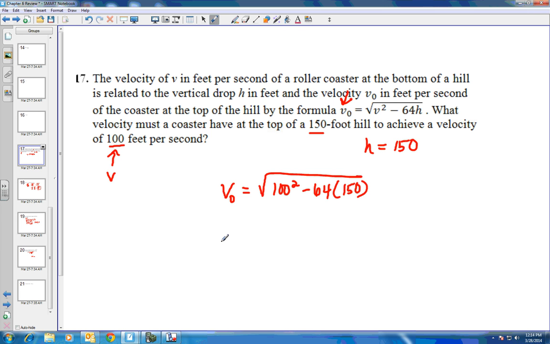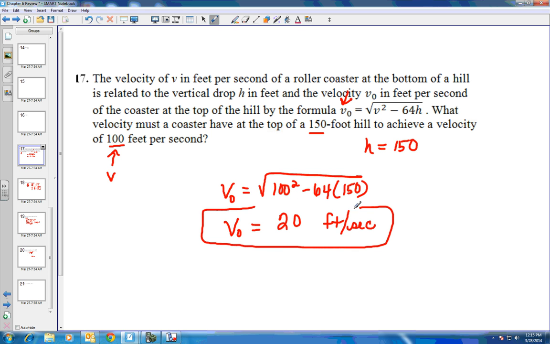Now, doesn't that become just a straight calculator problem? Yes. So plug that in. And when you plug that in, make sure you get this. You got 2,000? Did you do 100 squared?